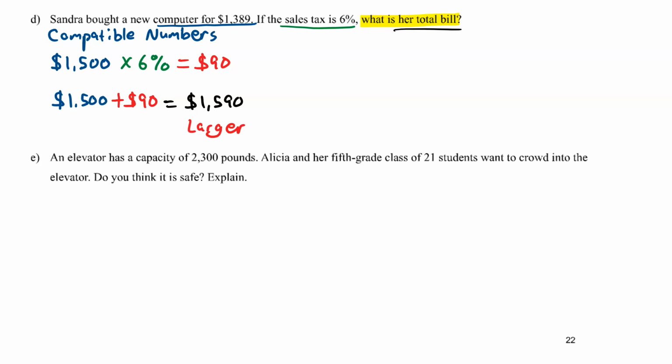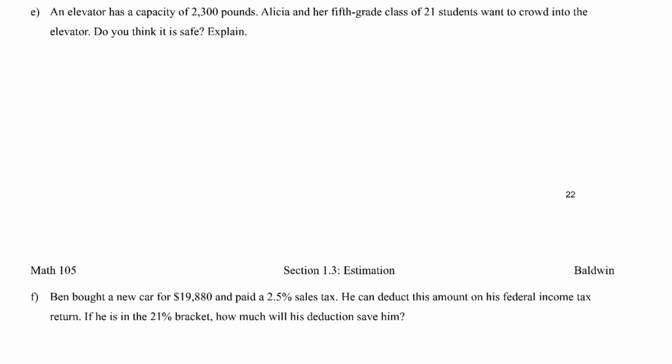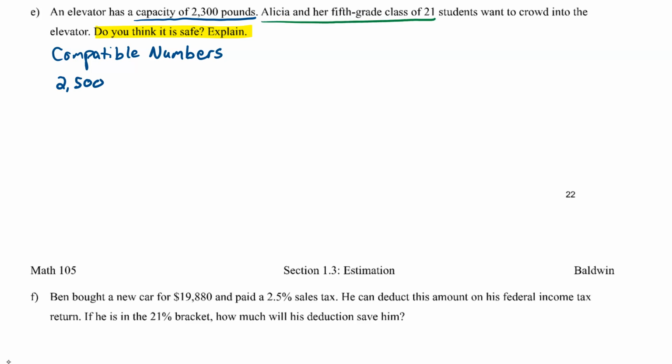Part E says an elevator has a capacity of 2,300 pounds. Alicia and her 5th grade class of 21 students want to crowd into the elevator. Do you think it is safe? And explain. So if we use compatible numbers again, then we can look at the fact that the capacity is 2,300 pounds. So a relatively close compatible number would be 2,500 pounds. And it's Alicia and her 5th grade class of 21 students.